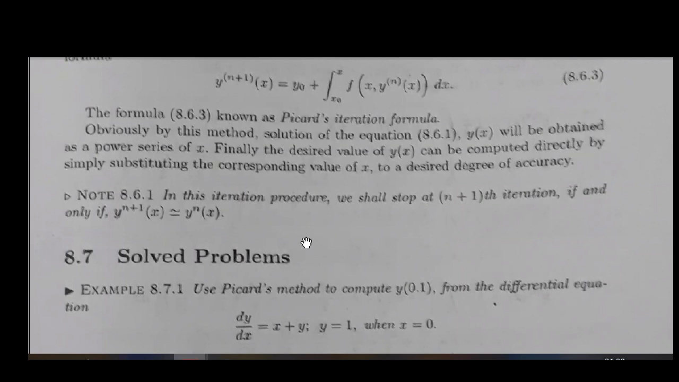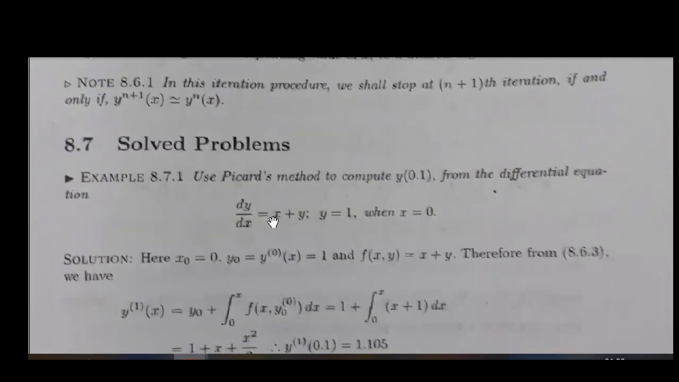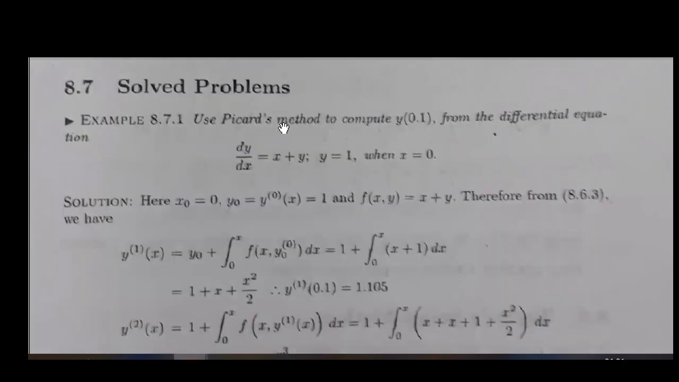This is now obvious in our literature. So where to stop it? When the n-th level and the (n+1)-th level approximations are approximately equal up to the desired degree of accuracy. So nothing new in it. Let us see this one problem.